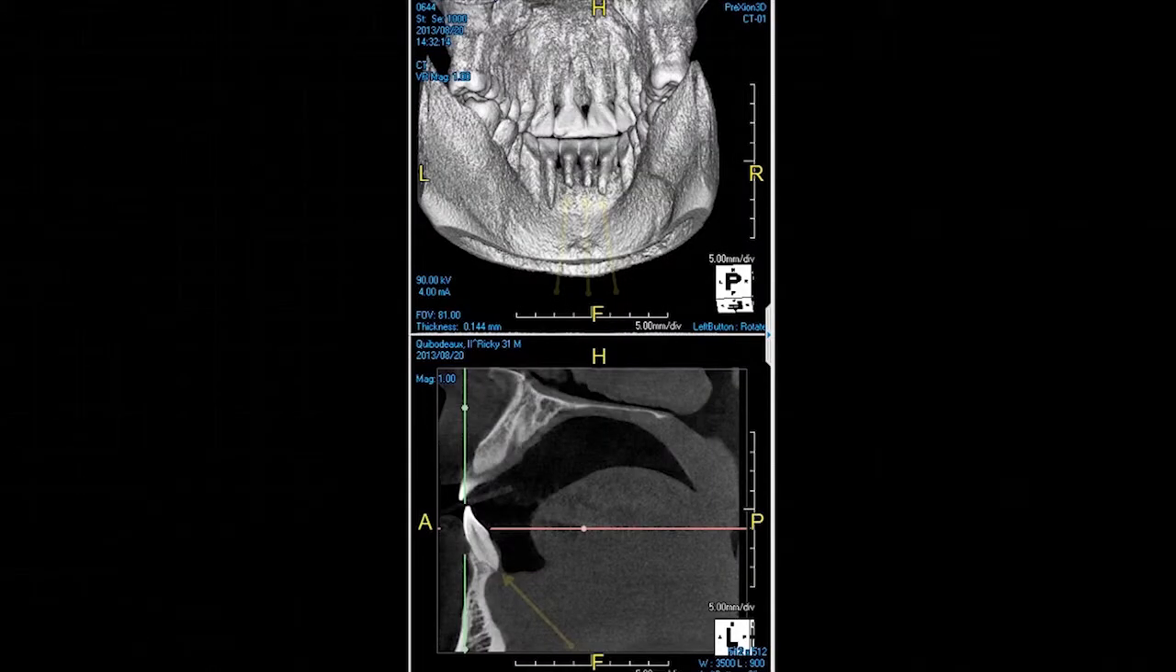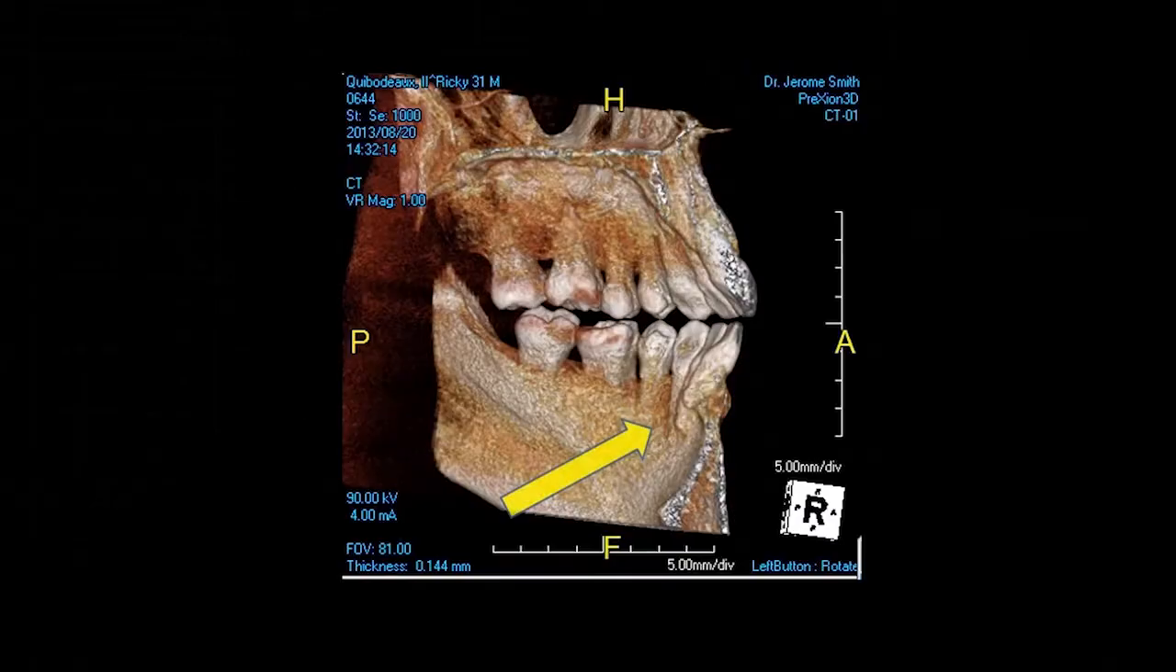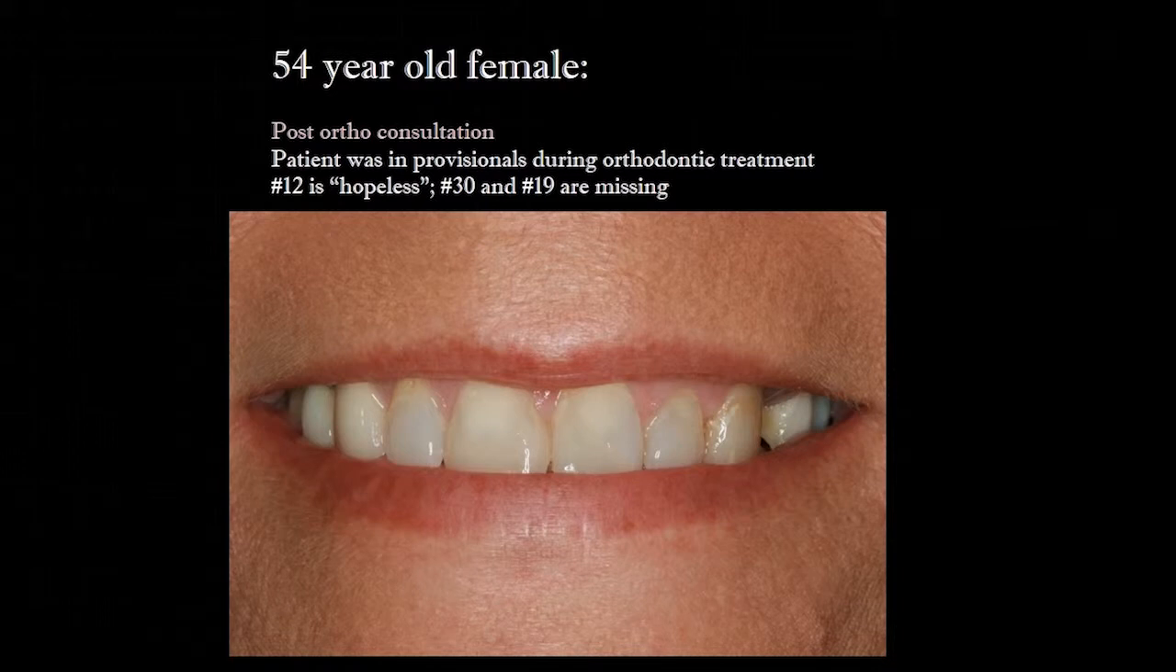So I sent him a copy of this. He goes, it's no big deal. Don't worry about it. I said, okay. But, you know, when I see this, boy, it just makes me nervous about what's going to be the long-term prognosis for these teeth. And he's already getting lingual gum recession.